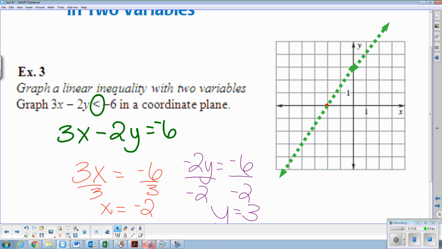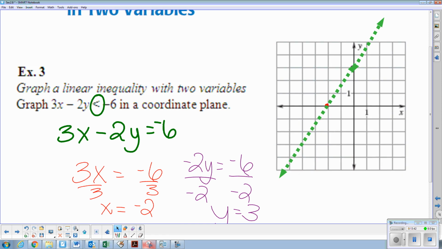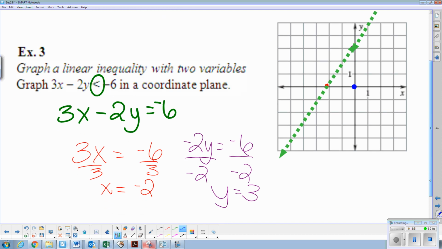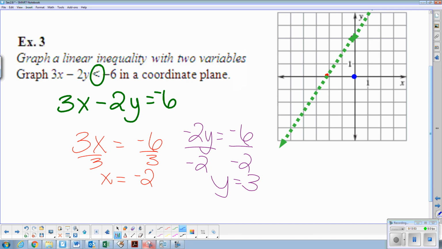It's not perfect. So I would suggest, when you're doing this on your own, use straight edges. Okay, so there's our boundary line. Now we need to pick a point, any point, it doesn't matter. Again, (0, 0) is a pretty easy point to deal with. So I'm going to choose this point, and if it is a solution, then every point on that half plane is a solution. If it's not a solution, then every point on the other half plane is my solution.